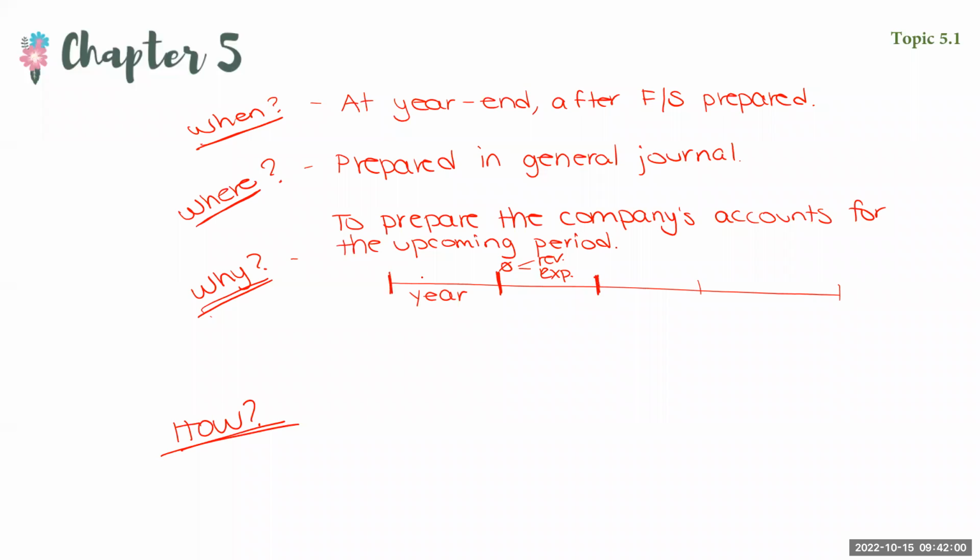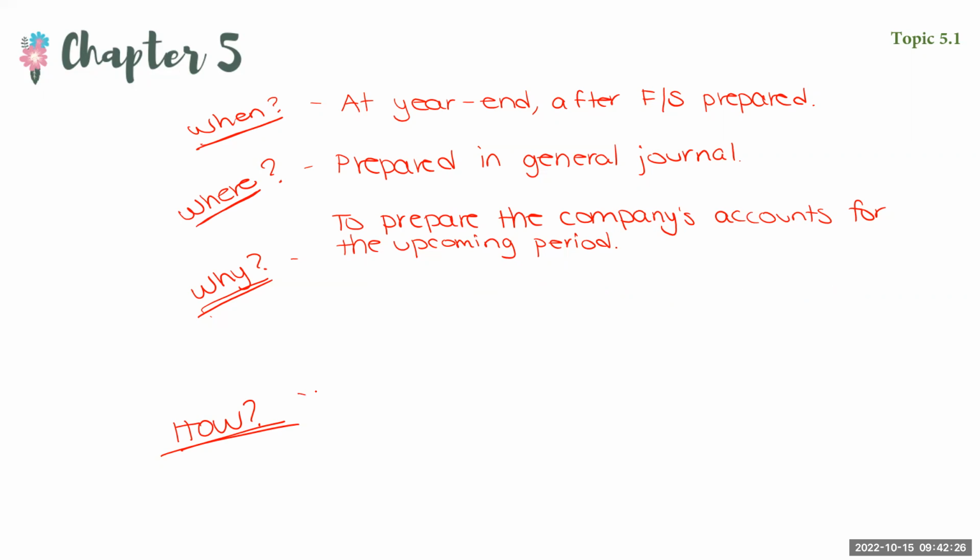And if we have revenue and expenses from the prior year, you're not going to be able to see how much profit is in year 2 versus year 1. We want to keep it separate so we can see how the company is improving over past periods. So that's why we have to prepare the company's accounts for the upcoming period, so that we can track its activity as it progresses through its life.